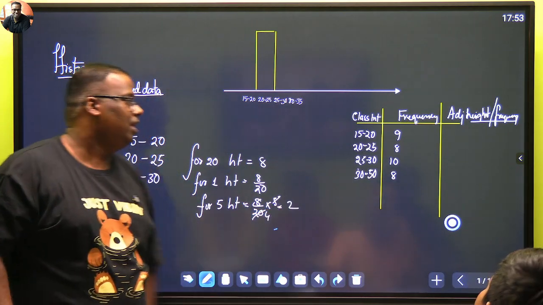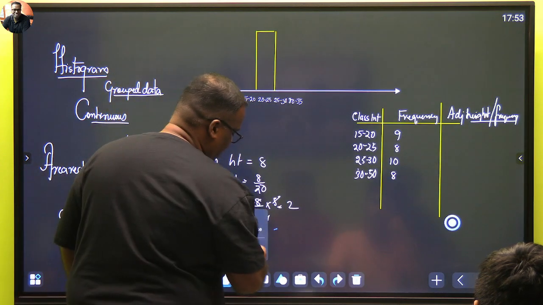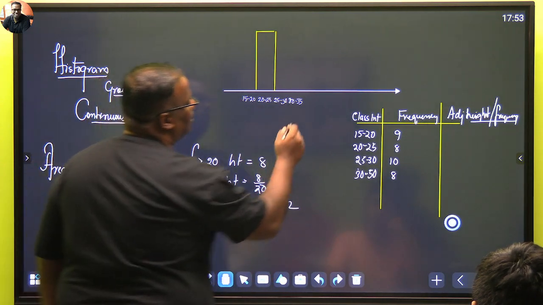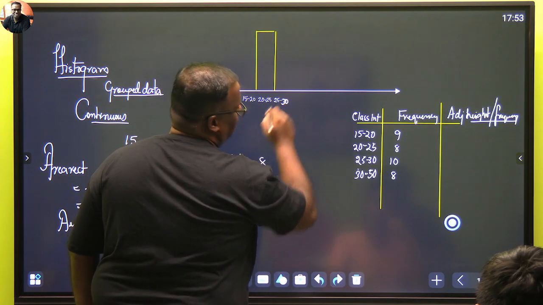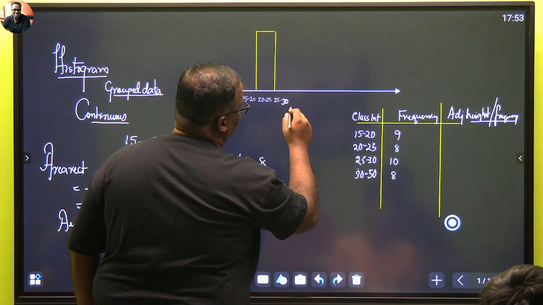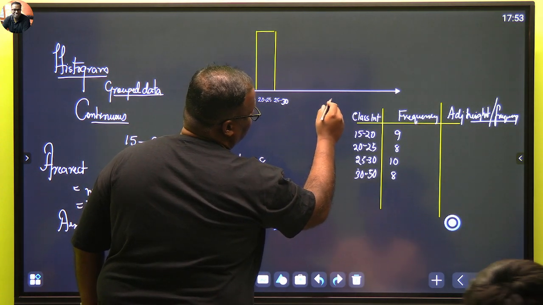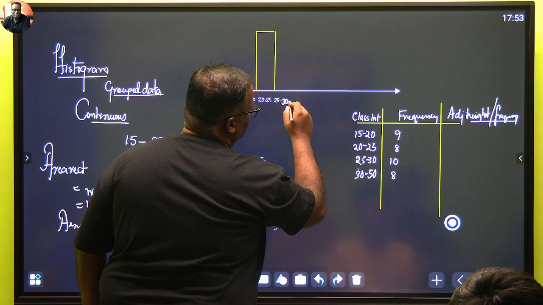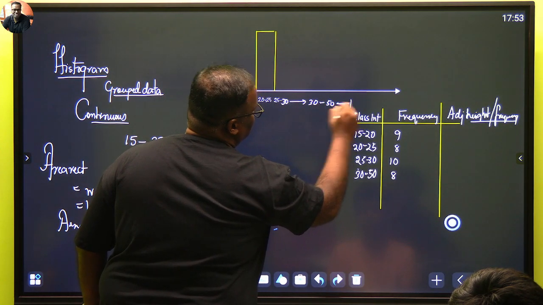Clear? But the interesting part is that when you will be writing this, where is it? This is 25 to 30. And then we have got 30 to 50. Now, 30 to 35, 35 to 40, 40 to 45, 45 to 50. मतलब ये पूरा जगह का होगा 30 to 50. Have you understood this whole thing?